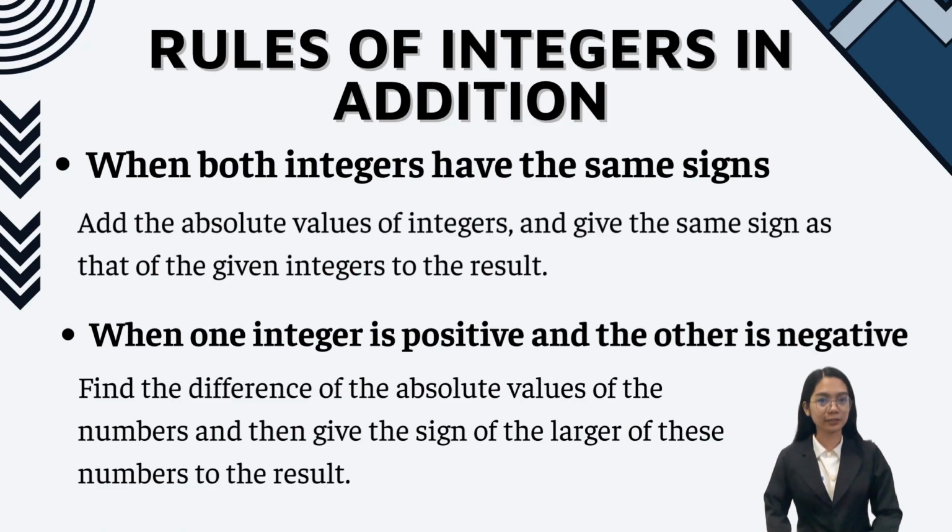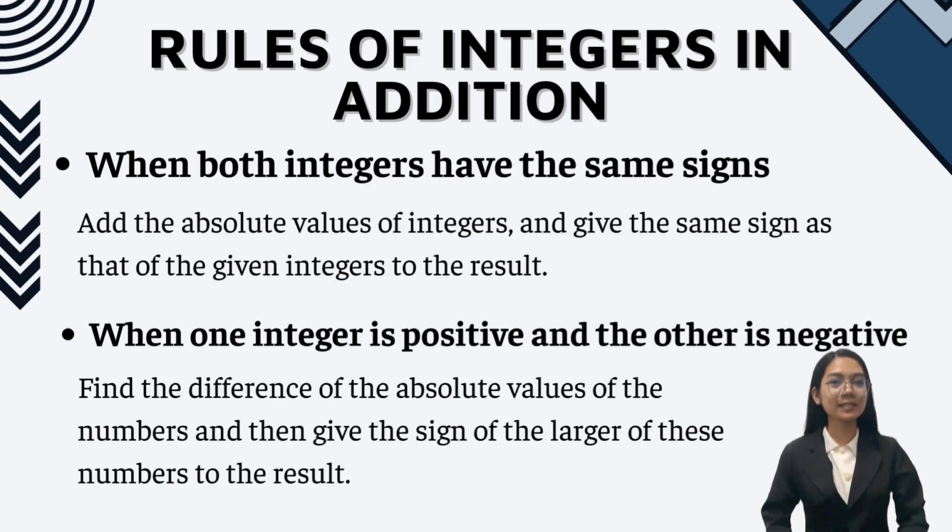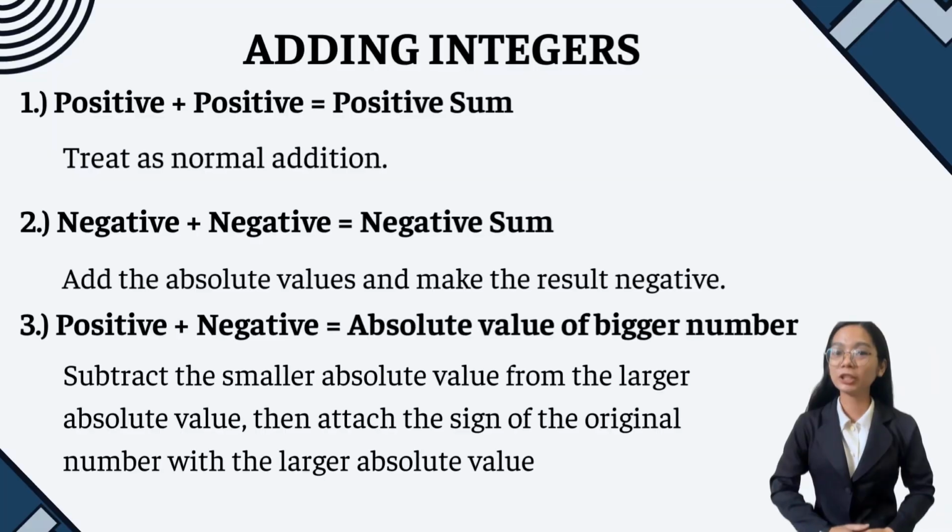in the correct answer. First is, when both integers have the same sign, for example, positive plus positive, the answer is positive. If negative plus negative, the answer is negative. When one integer is positive and the other one is negative, we will find the difference of those integers. But remember, we will copy the sign of the number with a higher absolute value.